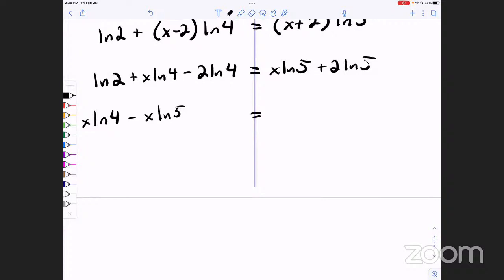Terms that don't have an x in them, I'm moving to the right. That natural log of 2, if I subtract it, we're going to have a negative natural log of 2 here. We're going to add that 2 log 4, so plus 2 times the natural log of 4. And that 2 natural log of 5 just persists, 2 natural log of 5, okay?